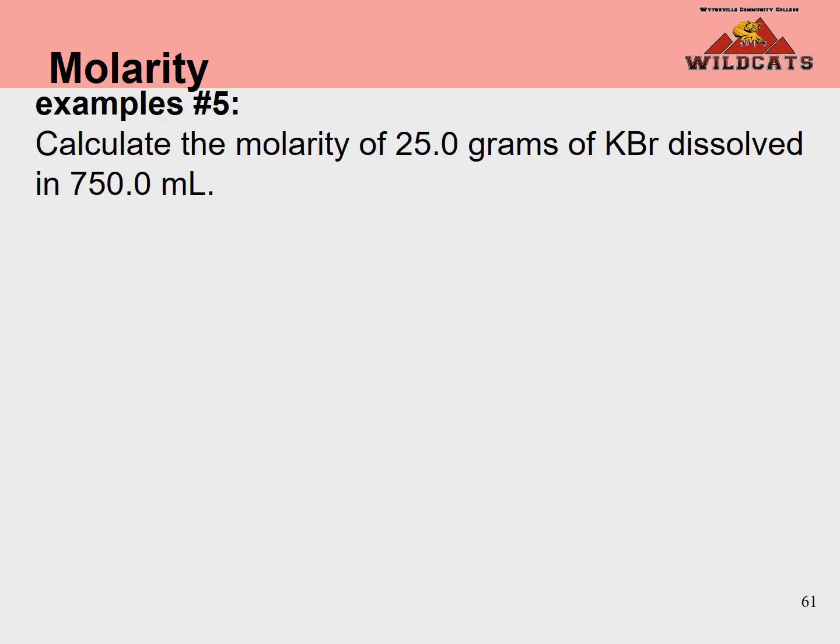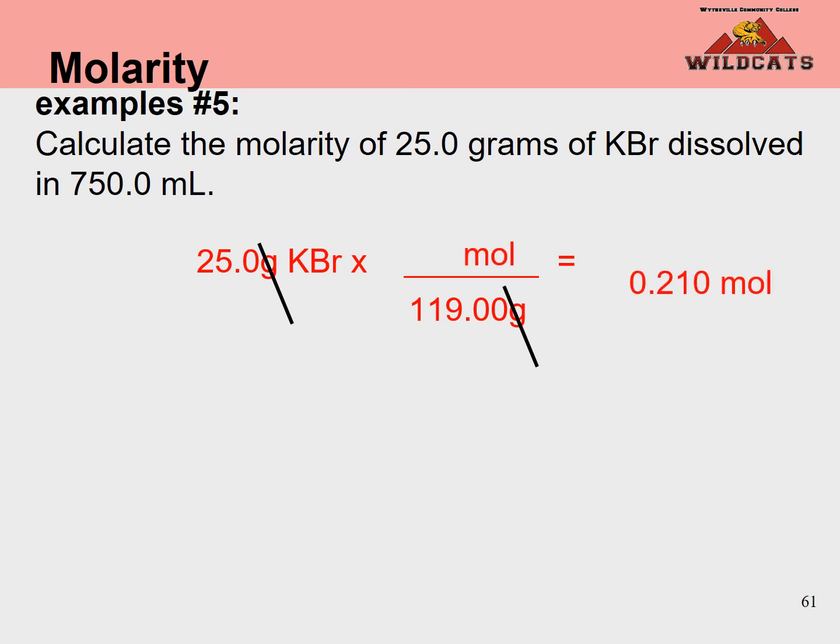So let's take this one more step further. Worst case example, I got 25 grams of KBr dissolved in 750 milliliters, because all my glassware in the lab measures milliliters, not liters. So the first thing I'm going to do is convert that 25 grams of KBr into moles of KBr. So potassium and bromine added together is 119.00. So I end up with 0.210 moles.